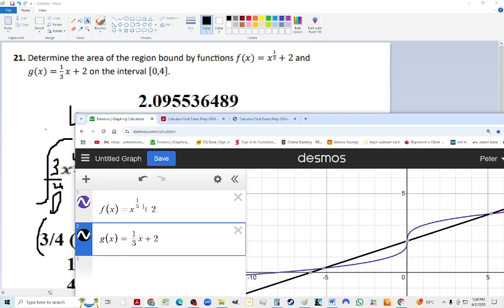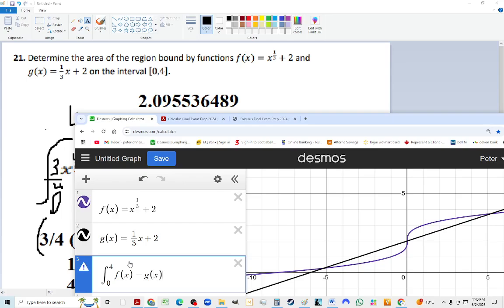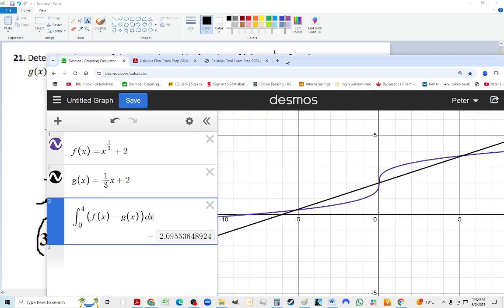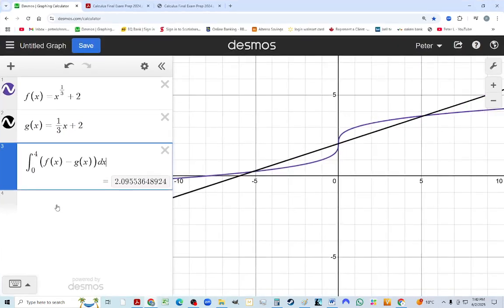Then we're going to take the integral from 0 to 4 of f of x, the top function, minus g of x, the bottom function. And then you actually have to put that in brackets, like this. You can skip this part if you want. Times that. And we get the same answer, 2.0953. I'm surprised your teacher didn't want you to round up to a certain thing, but whatever. You can just answer that.